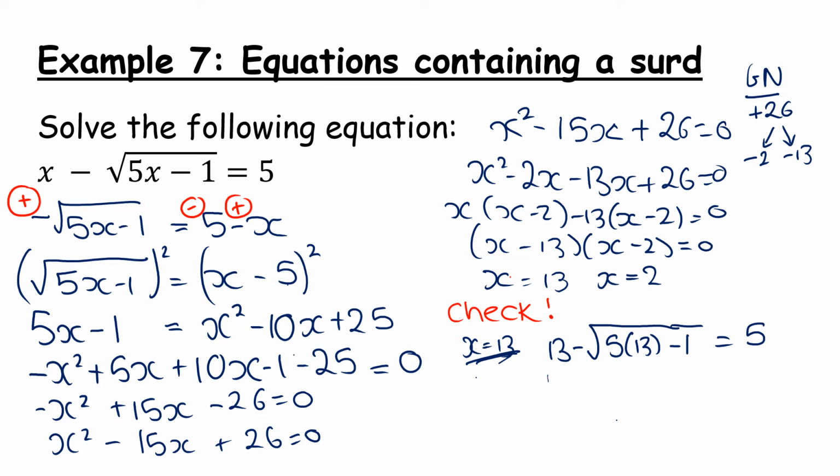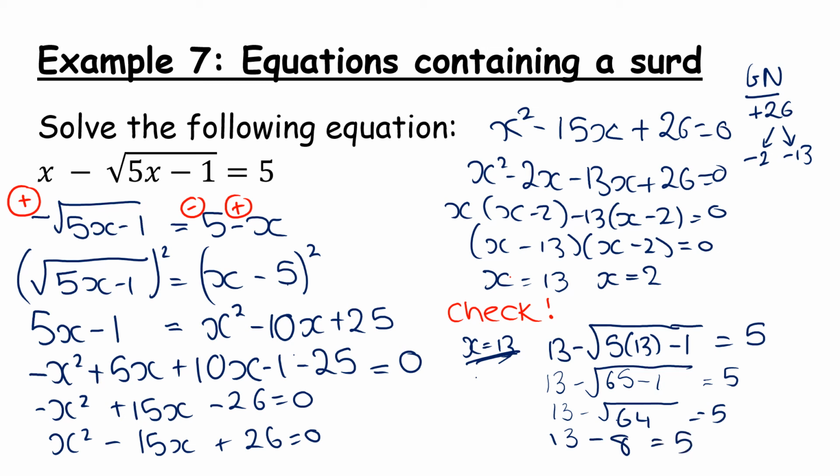So let's clean this up. So we have 13 minus the square root of 65 minus 1 equals 5. 13 minus the square root of 64 equals 5. 13 minus 8 equals 5. And that answer is absolutely perfect. Okay.